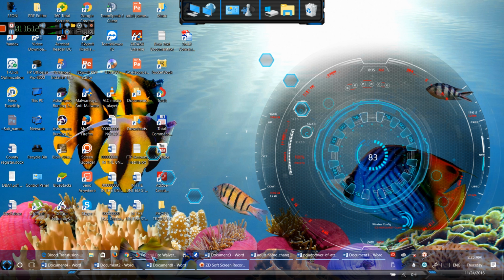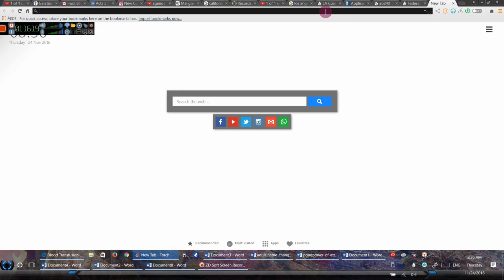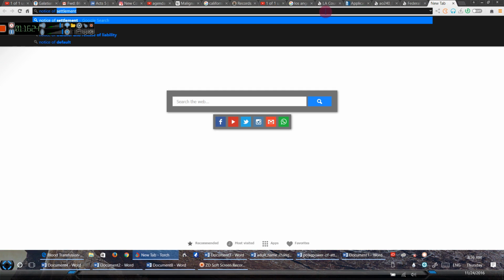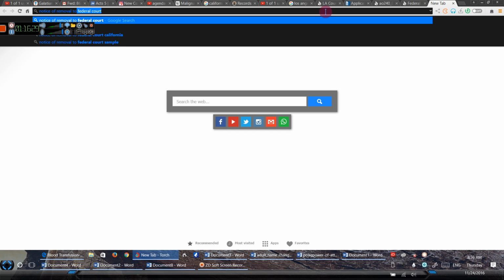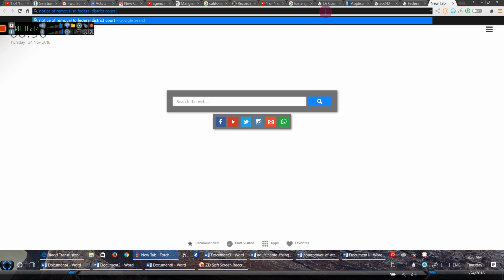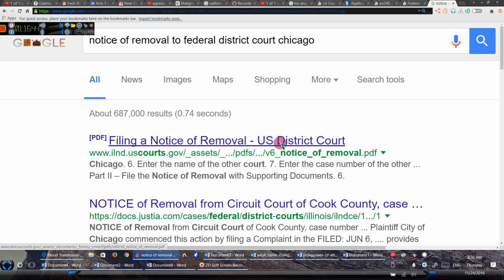All right, let's get back to this fee waiver. Not the fee waiver, the notice of removal. We're going to do that one more time so that you all will understand. I didn't put Illinois, I put Chicago. Notice of removal to Federal District Court.